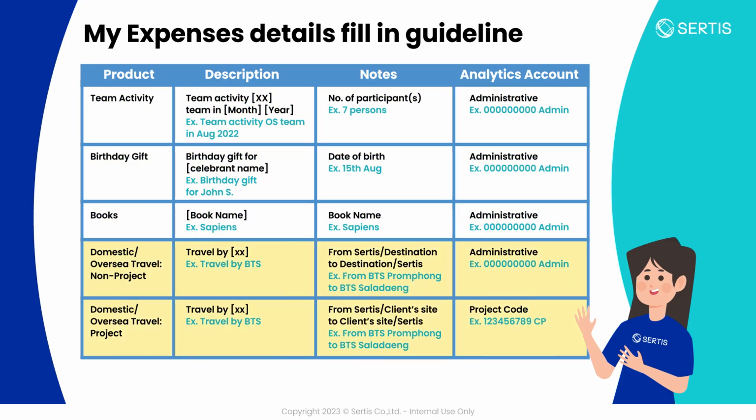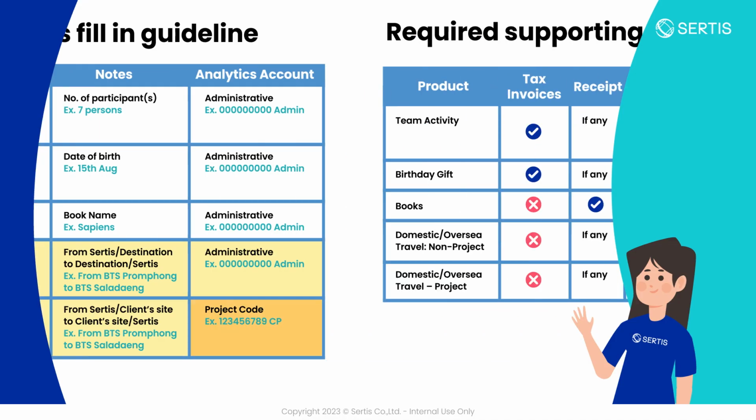For travel expenses, fill in travel by followed by transportation method in description. In notes, fill in your starting point and destination. Please select administrative code in analytic account, except for travel for project. Please select the project code.